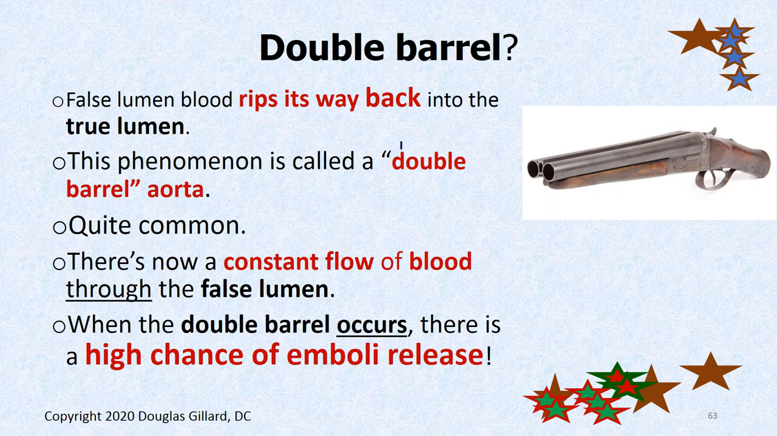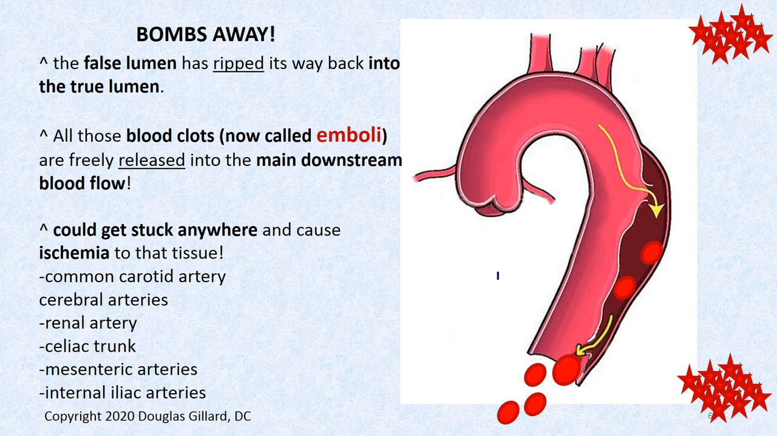So let's do it again. Double barreling means that the blood has ripped itself into the tunica media, and eventually downstream it rips another hole and goes back into the true lumen. And that's very common. In fact, it's almost understood that double barreling will occur. But when it does occur, it's very dangerous because all those blood clots are released. And now you have yourself arterial emboli, right?